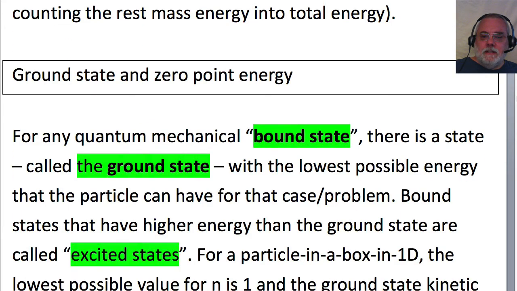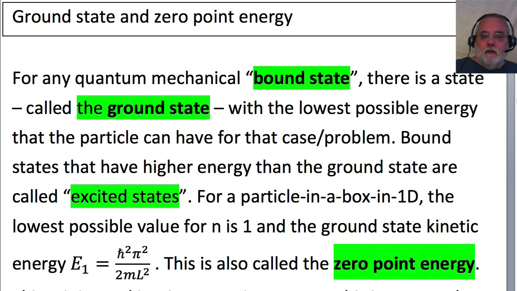Ground state energy and zero-point energy. For any quantum mechanical bound state, there is a state called the ground state with the lowest possible energy that the particle can have for that case or problem. Bound states that have higher energy than the ground state are called excited states.